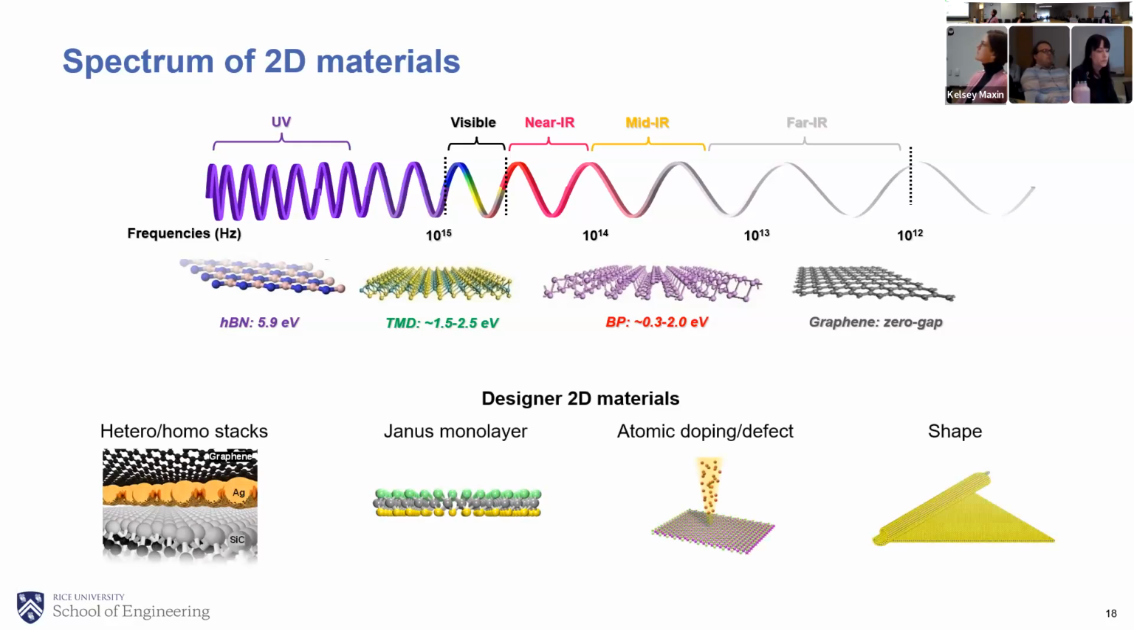So for example, for designer 2D materials, we can build heterostacks and homostacks of 2D materials. We can also make an artificial mirror symmetry broken structure called Janus monolayer. We can also introduce atomic doping, atomic defects, and we can also change their shapes. And these have proved to be efficient ways to tune the 2D material properties. So for the next maybe 5 minutes or so, I will give you a quick survey of our recent study for making some designer 2D materials.